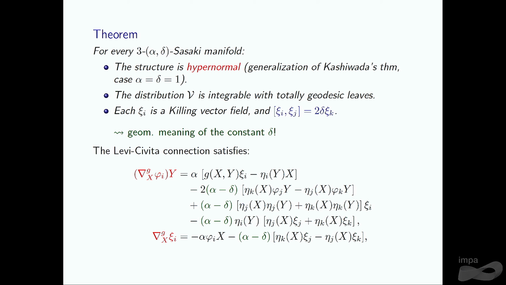but that's a topic in itself, so I will be extremely short on that. So the first thing is the structure is always hypernormal, and therefore we get a kind of generalization of Cauchy-Ward's theorem, which covered the case alpha equals delta equals 1. The distribution V is always integrable with totally geodesic leaves. The Reeb vector fields are automatically Killing vector fields, and they satisfy the commutator relation [psi_i, psi_j] equals 2 delta psi_k. And that gives you a direct geometric interpretation of the constant delta appearing.